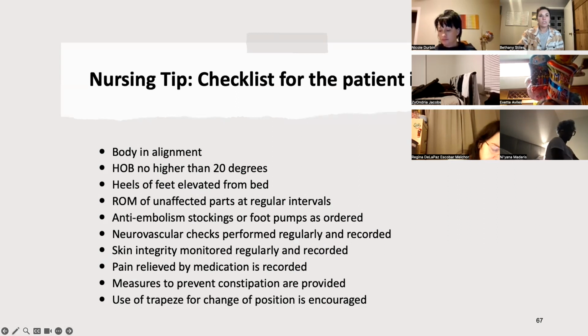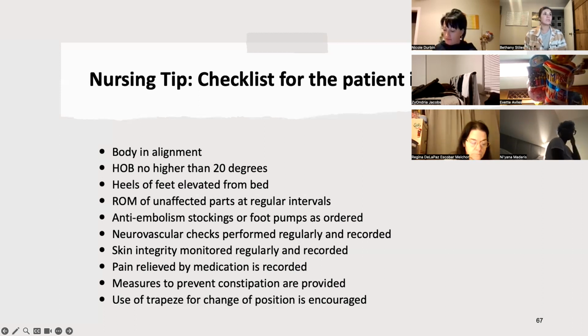A nice little checklist for our patients in traction. We want to make sure that their body's in alignment, their head of bed isn't higher than 20 degrees. Need to keep their heels off of the bed so that we're not getting those pressure ulcers from not being able to move around. Doing that range of motion so that we're keeping our blood flowing. Still going to use those anti-embolism stockings or foot pumps for that circulation.